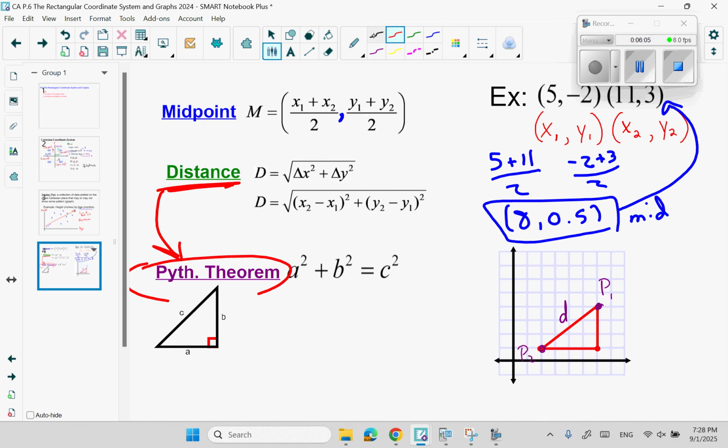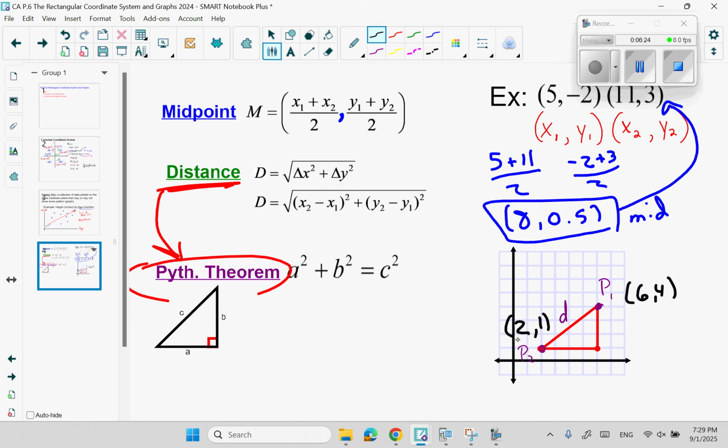So let's say I have two coordinates. I have P1 right here, which is 1, 2, 3, 4, 5, 6, and 1, 2, 3, 4. So P1 is 6, 4. And P2 is 2, 1.